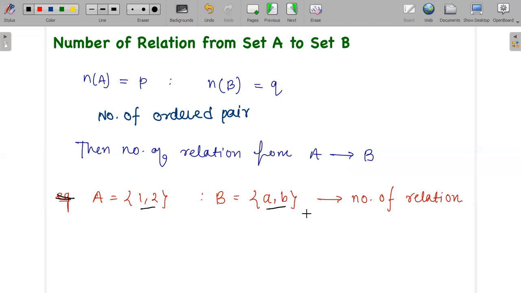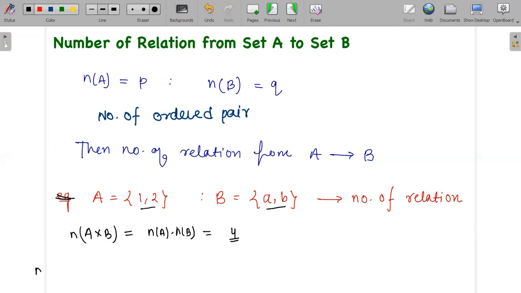So to check the maximum possible number of relations, first of all, we need to check how many ordered pairs will be there in the Cartesian product of A and B. Since we know the number of elements in set A is 2 and the number of elements in set B is 2, the Cartesian product of A and B will have 4 different ordered pairs. And as I have mentioned, each ordered pair is a relation in itself.